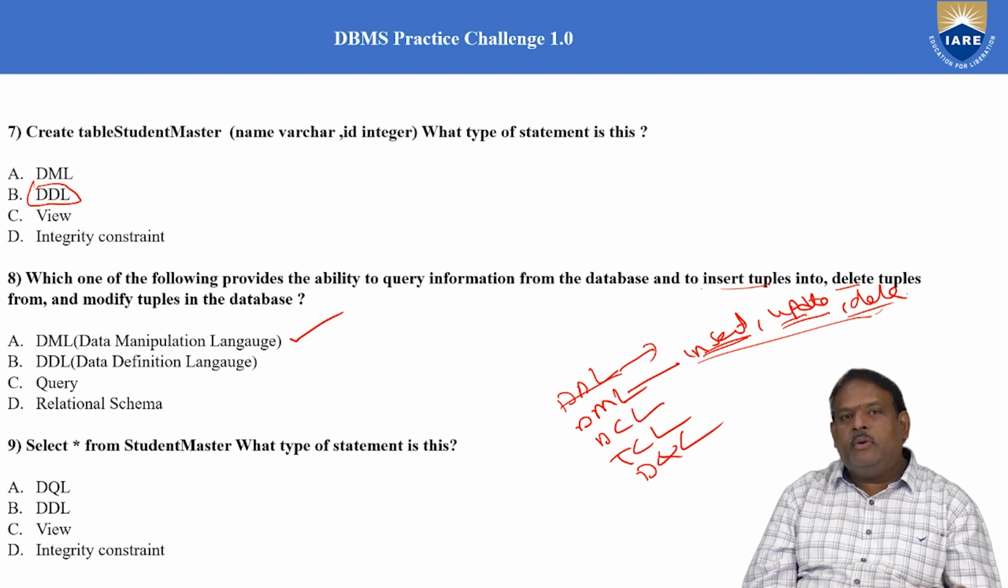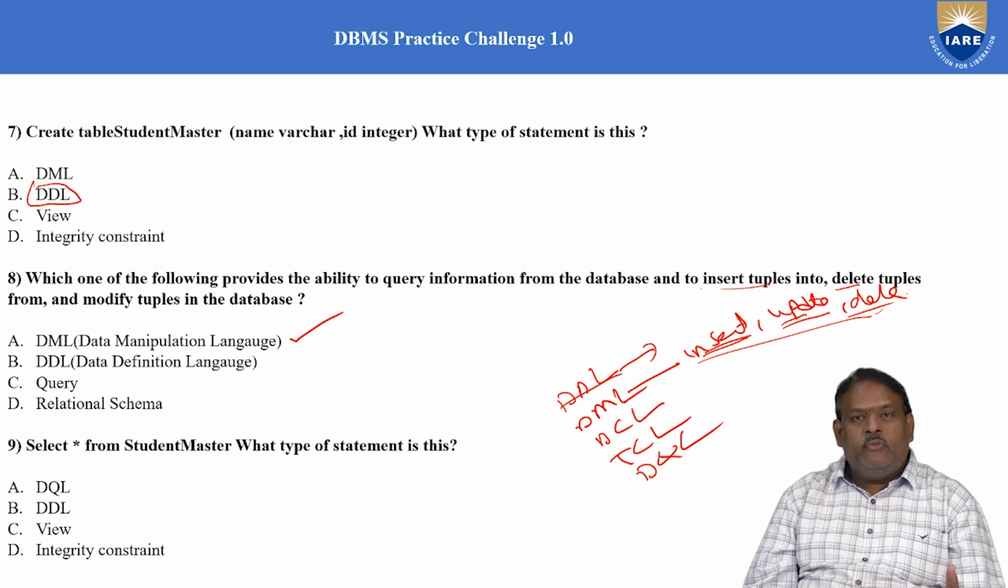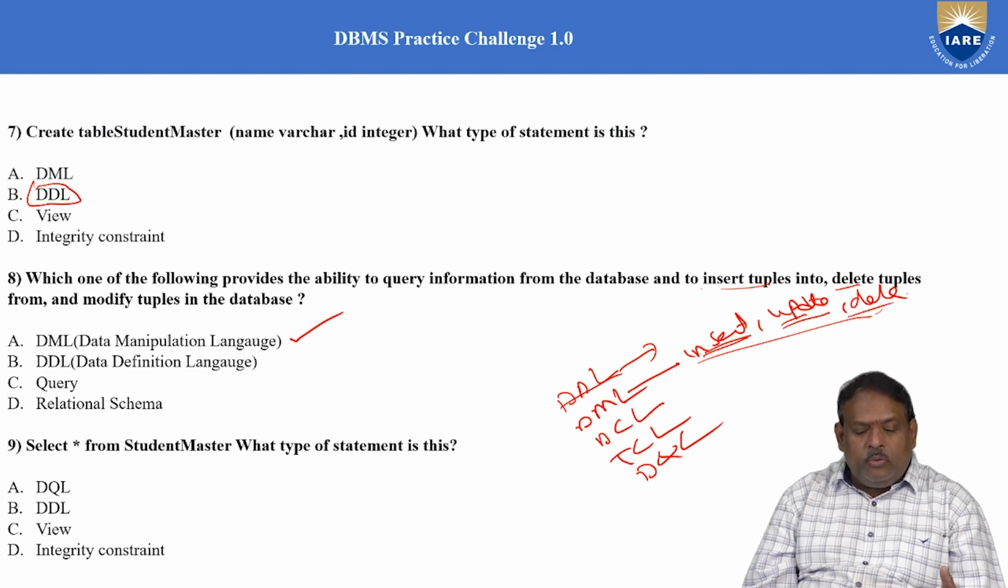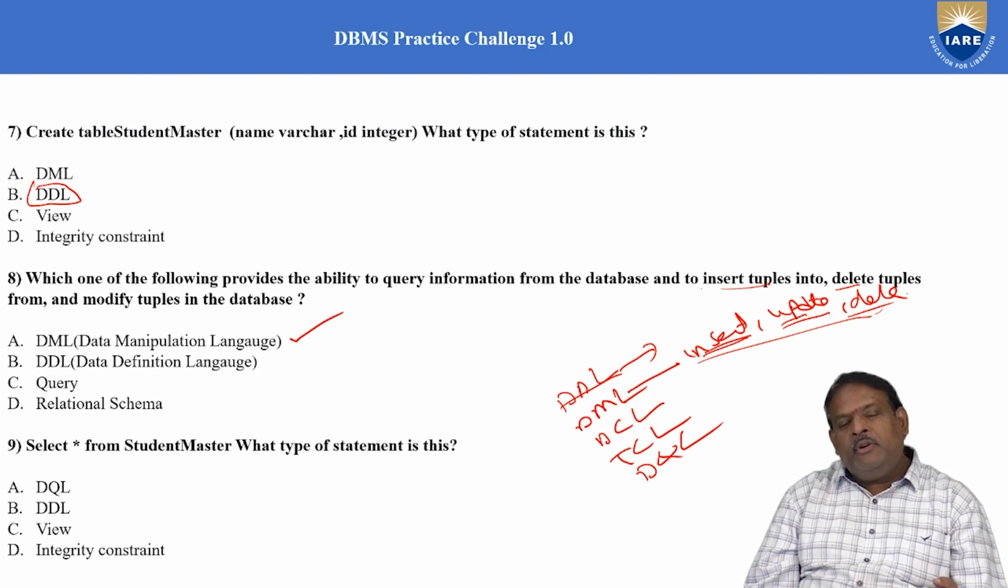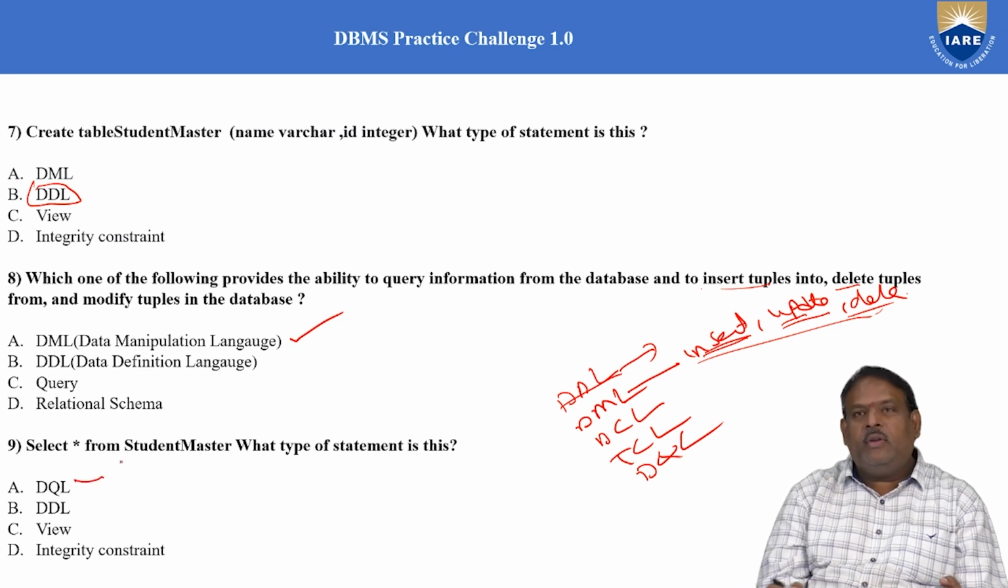So here you're trying to select something from a database table named student master. What type of statement is this? The options given to us are DQL, DDL, view, and integrity constraint. It is a SELECT * FROM statement. It is not a DDL command, because in DDL we don't have a select statement. So the option here is DQL, that is data query language.